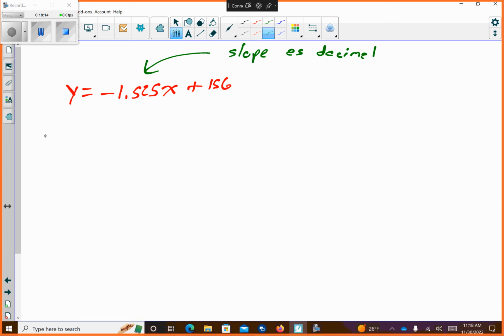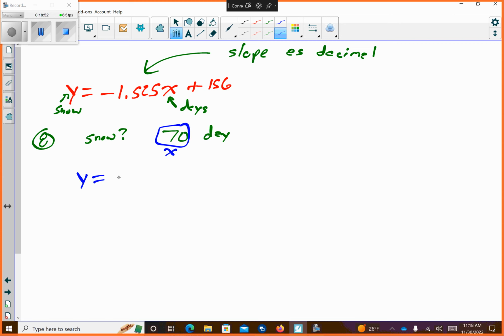All right, so problem number 8 says they want to know how much snow is there after 70 days of spring. So this is days, this is snow. So friends, are we going to plug 70 into our x or our y value? It's labeled on the board. 70 going for x or y? X, because it's a day. Okay, so this is an x value.